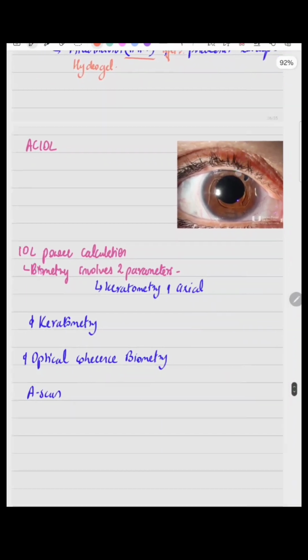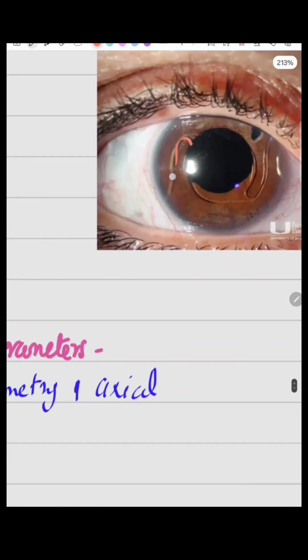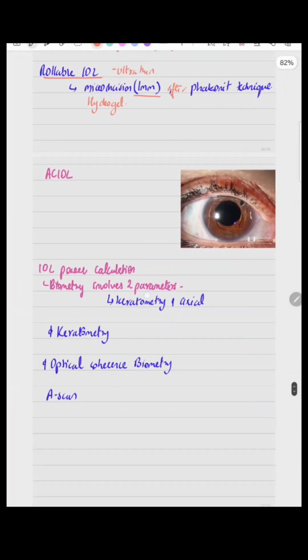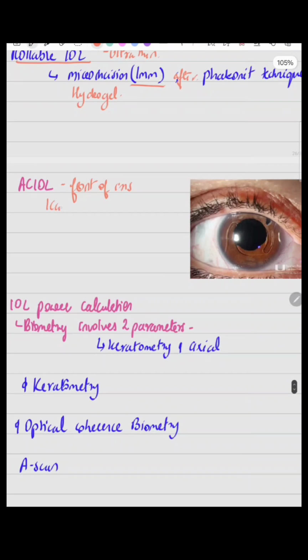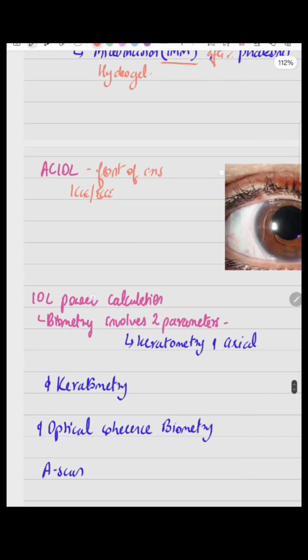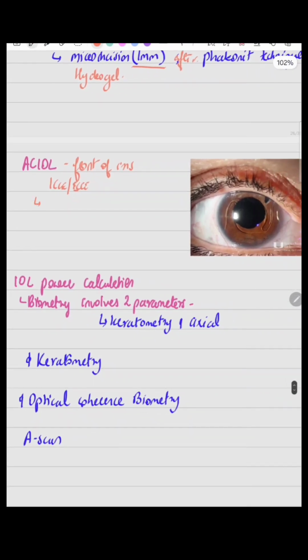In an anterior chamber IOL, you can see here the anterior chamber IOL. It lies entirely in front of the iris. It can be inserted after ICCE or ECCE. There is a higher incidence of complications like bullous keratopathy or UGH, uveitis glaucoma hyphema syndrome.